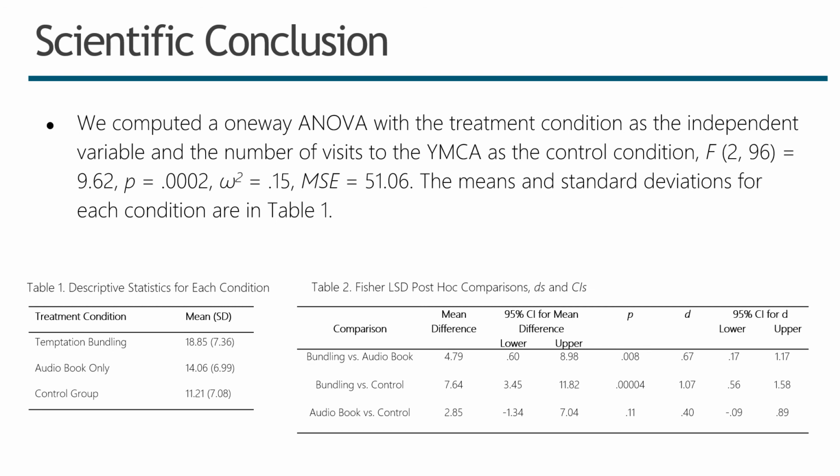Now my first table is just descriptive statistics for each condition. I have the means and the standard deviations for the temptation bundling group, the audiobook group, and the control group conditions. In my second table, I have the results of the post-hoc test, where I have mean differences, confidence intervals around them, the p-value for that comparison, the standardized effect size d, and then also the confidence interval around d. Now you don't typically have to include confidence intervals around the mean difference and d. I'm providing both of them here because your program may only do one or the other.